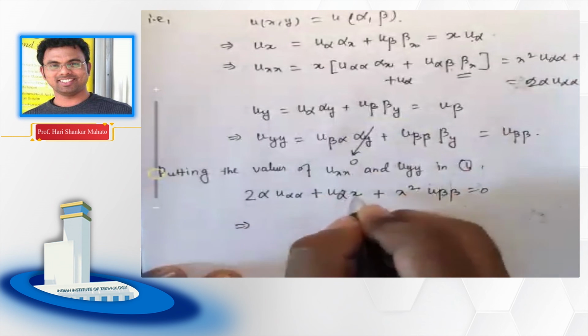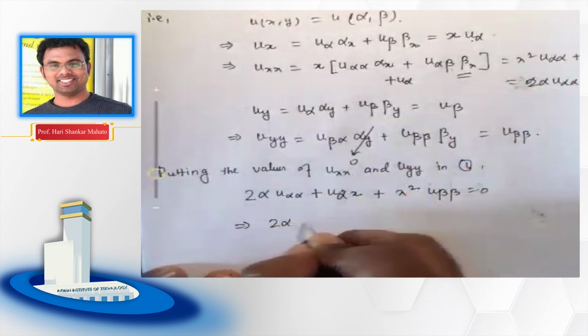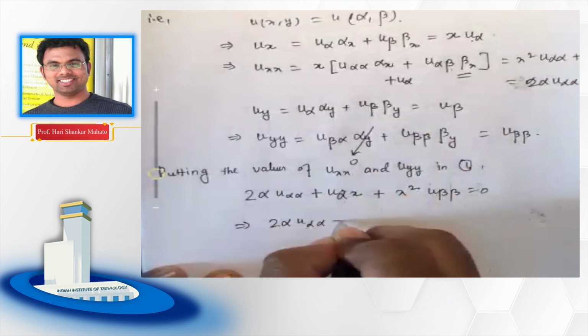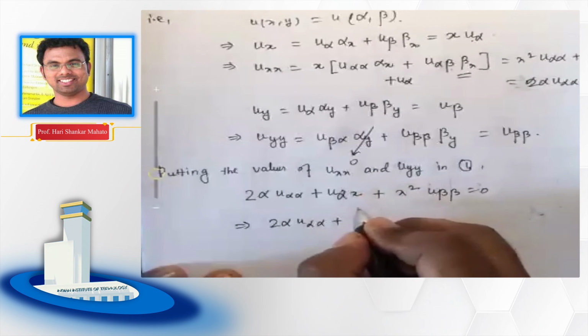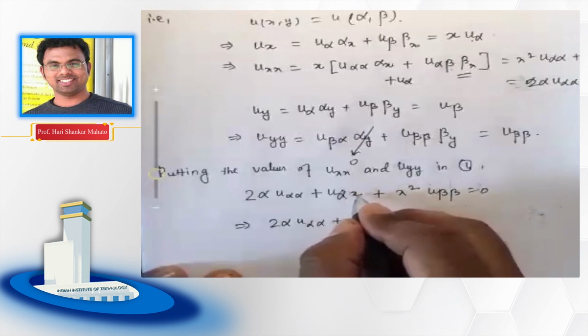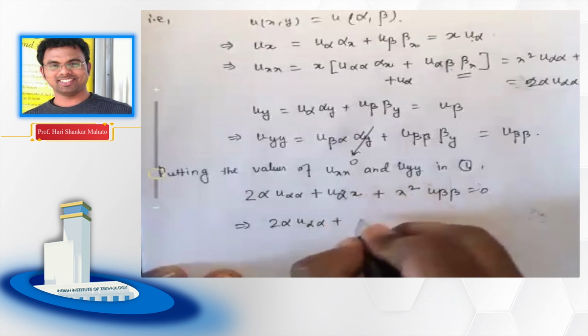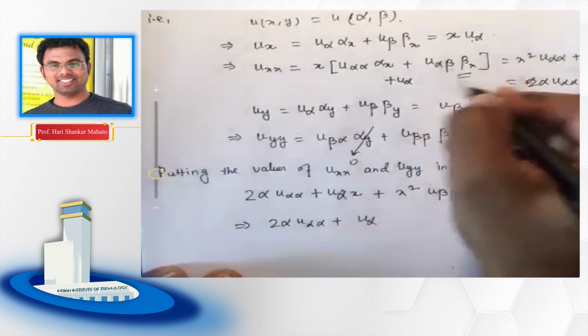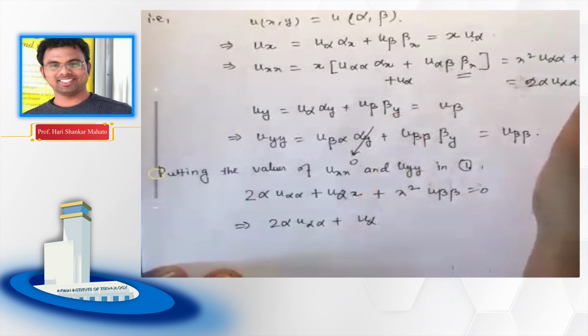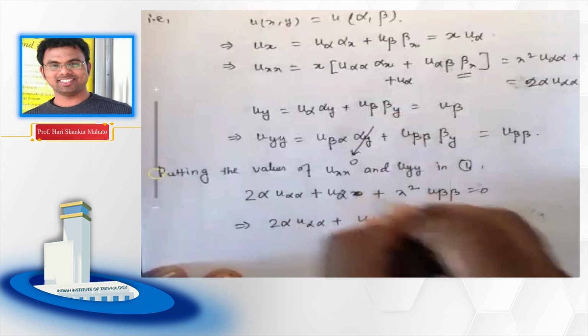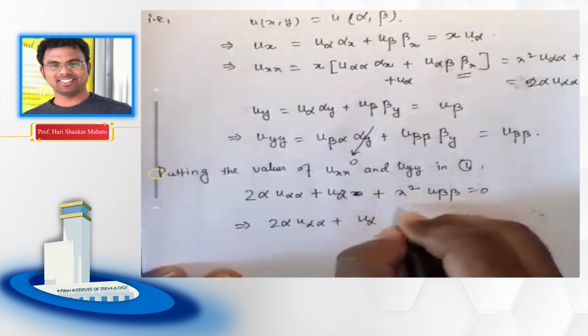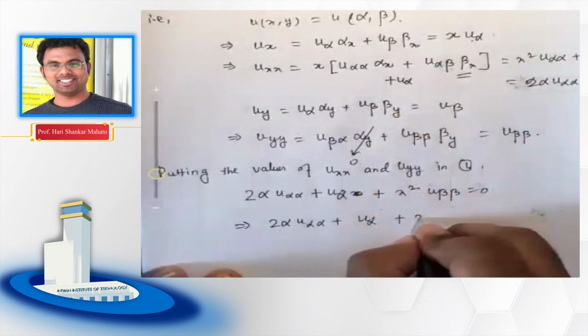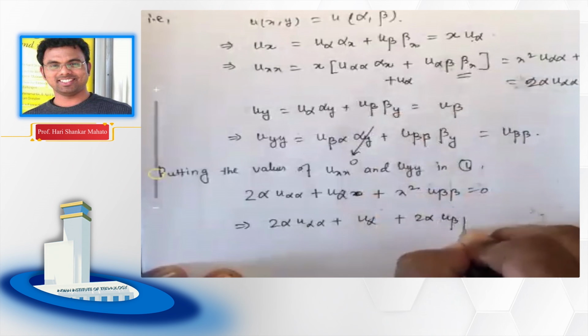So this will become 2 alpha u alpha. Then here I have x. X is nothing but x. I have x. So I can write u alpha, just u alpha, there will not be any x. So u alpha, and this is x square. So x square is 2 alpha u beta beta.